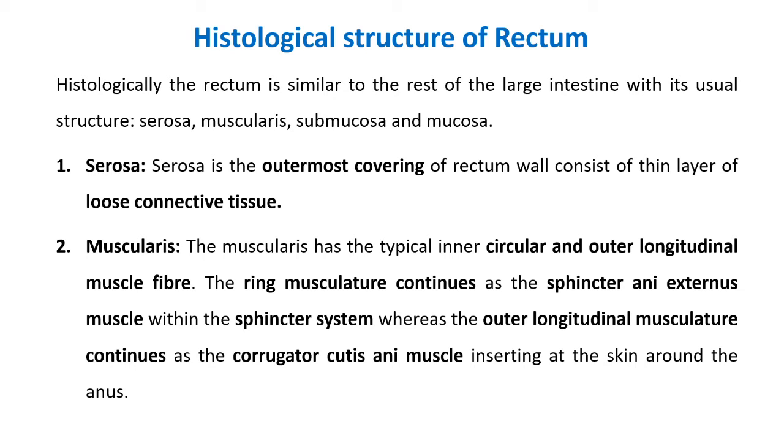Due to the presence of the corrugator cutis ani muscle and sphincter ani externus muscle along with the sphincter system, this muscularis layer provides the most vital activities such as contraction and relaxation for the deposition as well as elimination of nitrogenous waste products from the rectum through the anus.